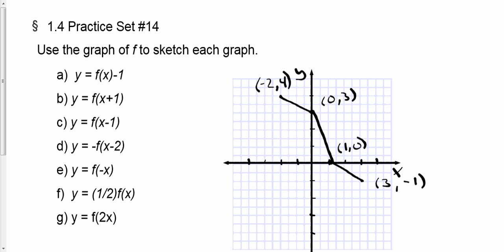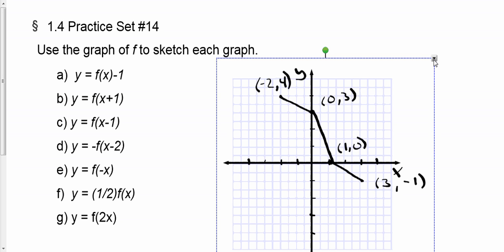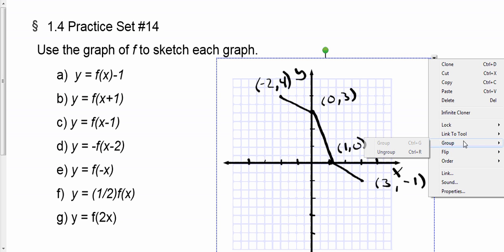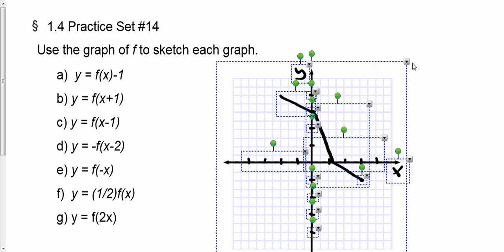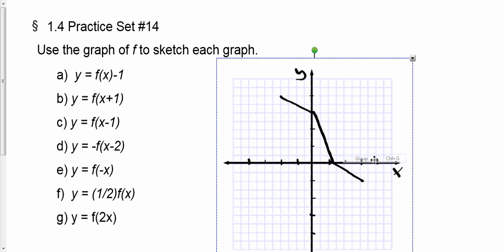It says, use the graph of the function f, shown here to the side, to sketch each graph. All right, so what we're going to do is sketch this function right here. Before I do, I am going to ungroup so that I can get rid of my coordinates, which you see written before you, because they're getting in my way. And now I am going to group the whole thing again. That way we can begin.